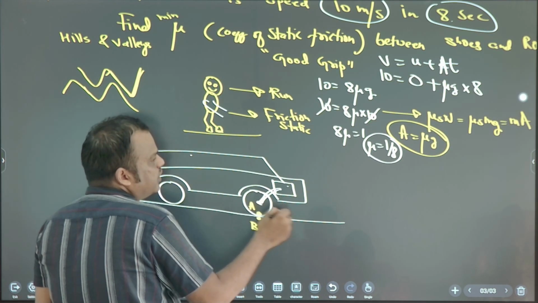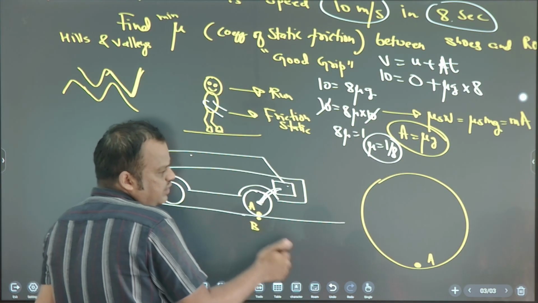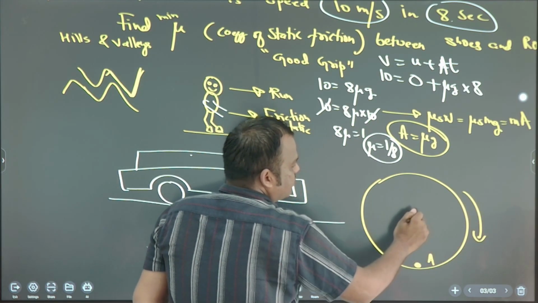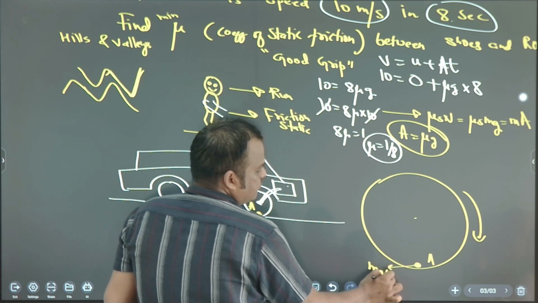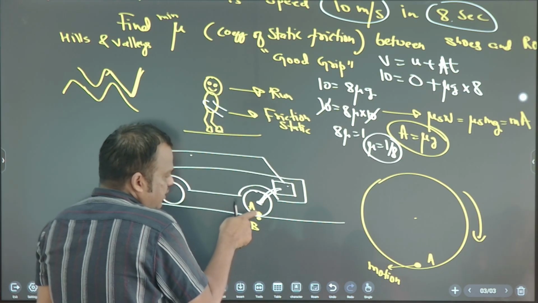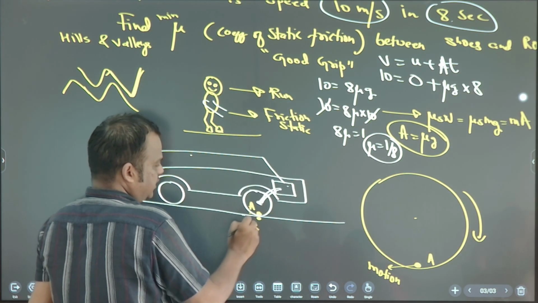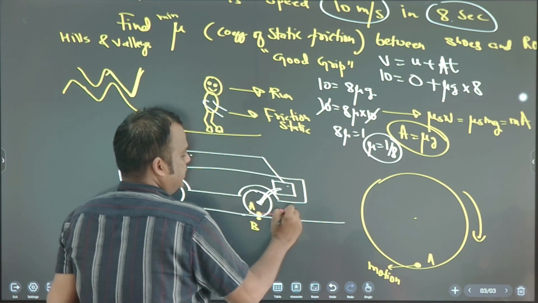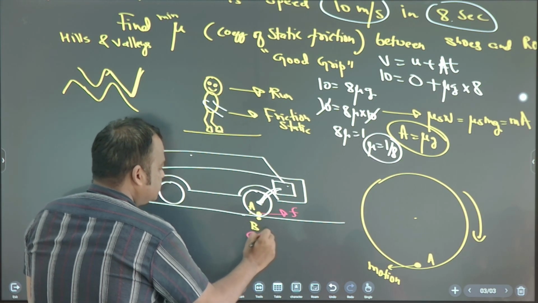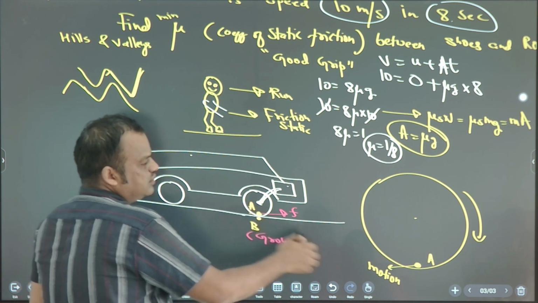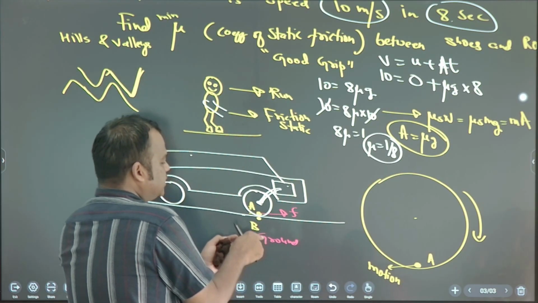Now A is the lowest point of the tire. Suppose this is the tire, so this point is A. Suppose it is rotating clockwise. Where is A going, right side or left side? Left side. So the motion of A is left side with respect to B. So what is the direction of friction on A? Right side. Very good. B is the ground, and A means the tire, the lowest point of the tire. The lowest point tries to go left, so friction will be right side.